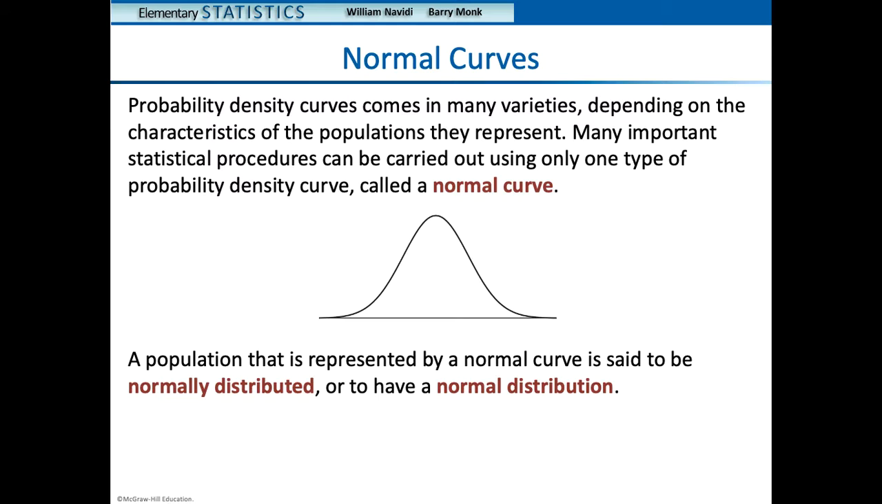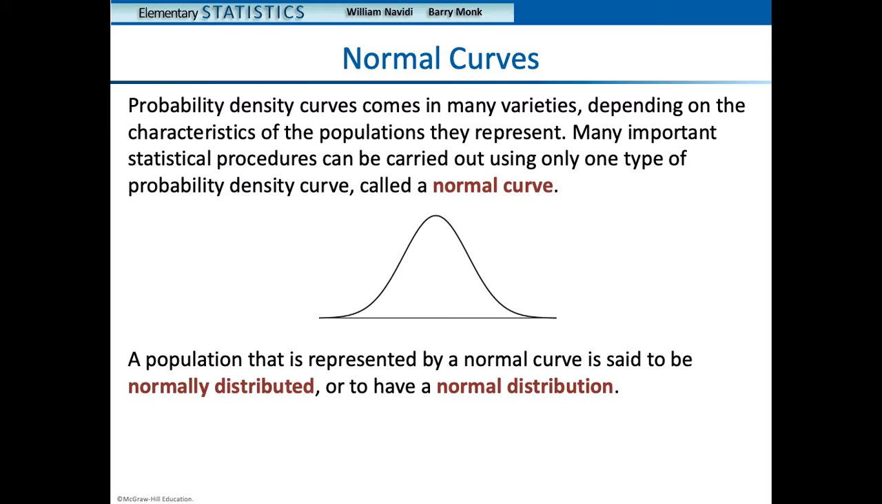So in this section, we're going to focus our attention specifically on the normal curve and explore how to use that for certain applications. And this is one of the most important density curves in all of statistics. And throughout the rest of this class, we'll be using this density curve in a number of important applications. So it's very important that we really get a clear understanding of it.